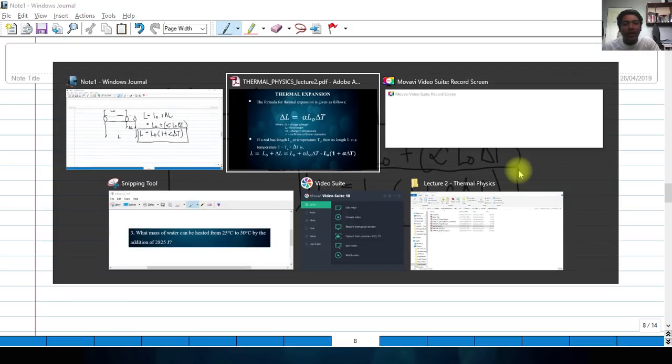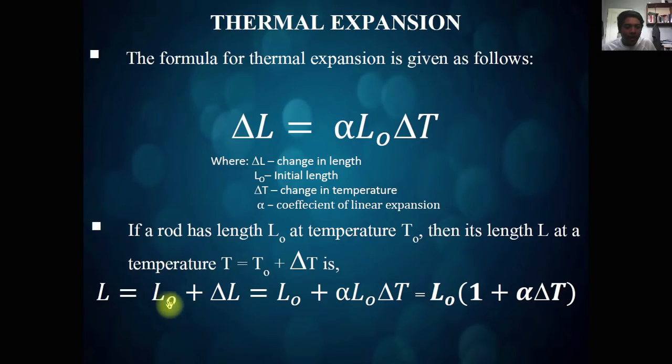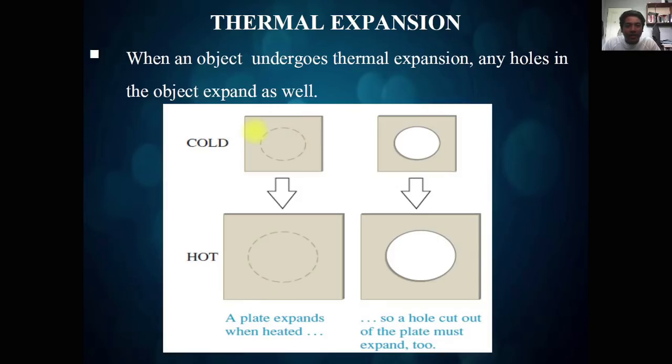So we have here in our PowerPoint the following formula. This is the final length, the total length to which the object expands. And delta L is the change only in length, how much the length increased. That is the meaning of delta L.